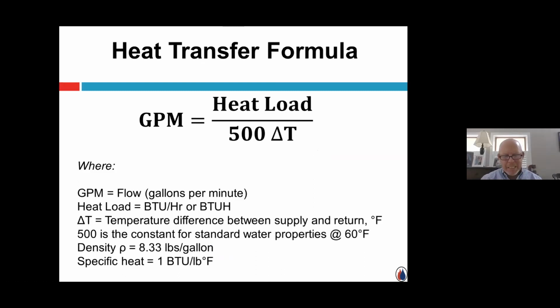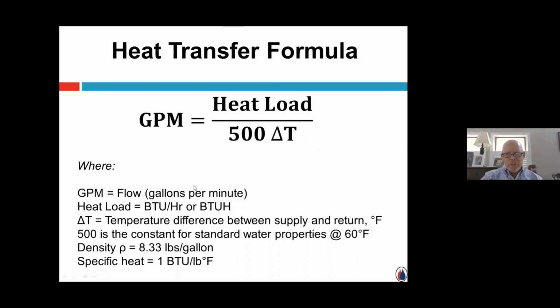Now, behind that scale, what's going on here is a heat transfer formula. And that formula can be reversed. You can push it back and forth. But just very quickly, what we're saying here is the heat load, the heat load in BTUs per hour, or BTUH. Now you take that BTUs and you divide it by 500 times delta T, the temperature difference, or the design delta T.